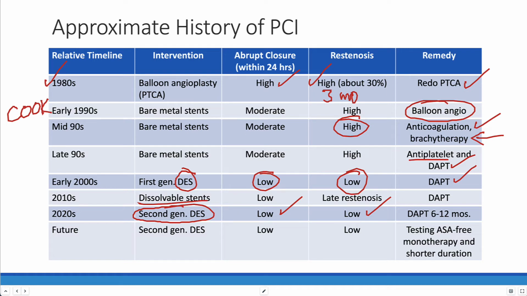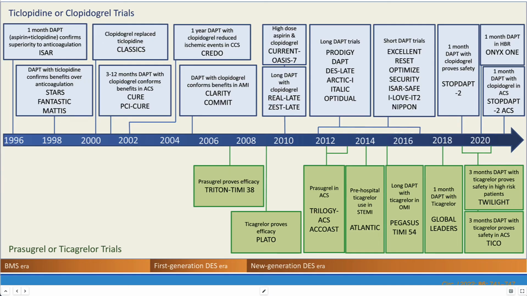The future and the studies that are going on right now are to test an aspirin-free monotherapy for a shorter duration. So we need to figure out what is the least amount of time that we can safely put people on antiplatelet therapy, and can we do it without aspirin so that we don't have that risk of eroding the stomach wall. So that's sort of the down and dirty of stent history to bring you up to date. These are the studies that were done, and I have a link down here for you to click on if you're interested in learning more about that.